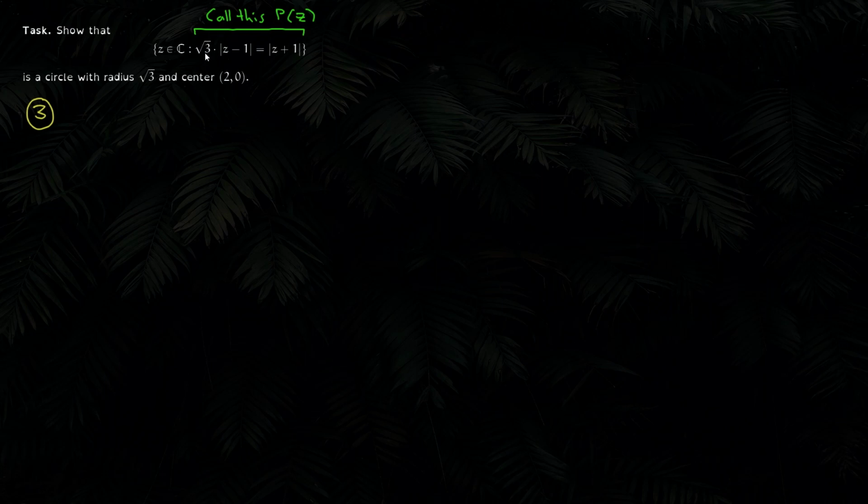And what we're going to do is we're going to try and reorganize this equation so that there's only one copy of z mentioned. So right now we have 2 copies of z. We just want 1. So the first line will say that p of z is equivalent to, and I'm going to divide through by z minus 1. So on the left, we're just left with √3. On the right-hand side, we get the modulus of z plus 1 over z minus 1.